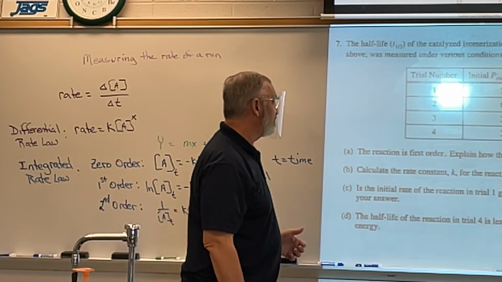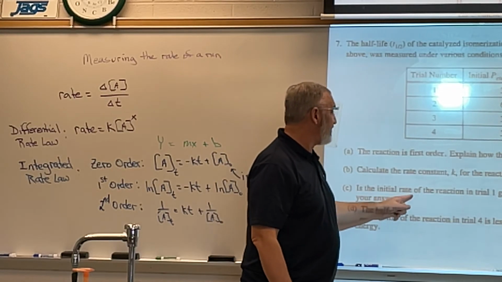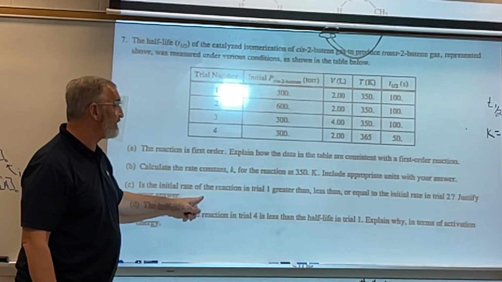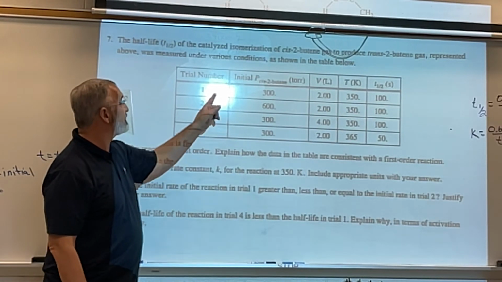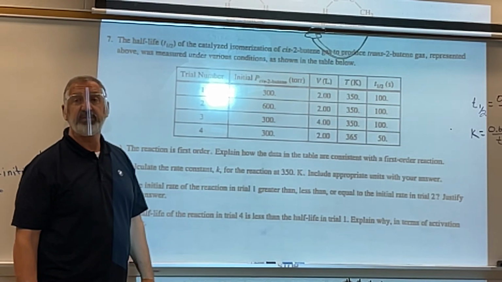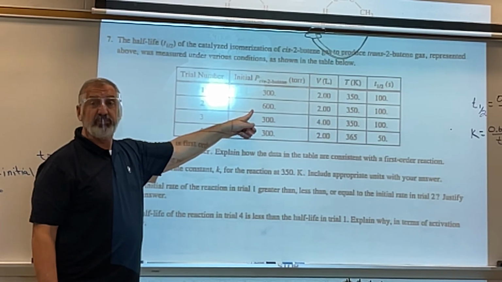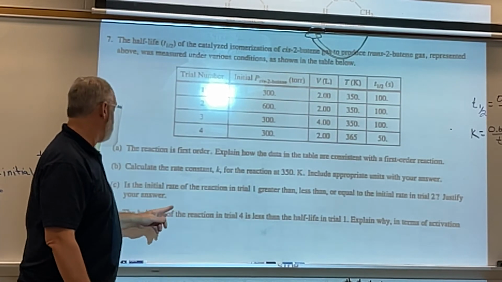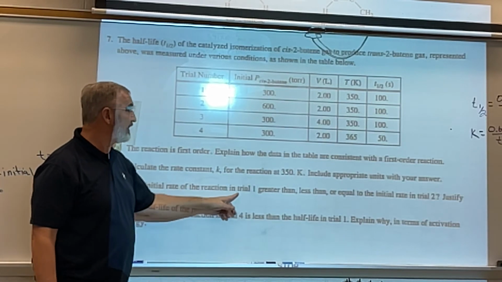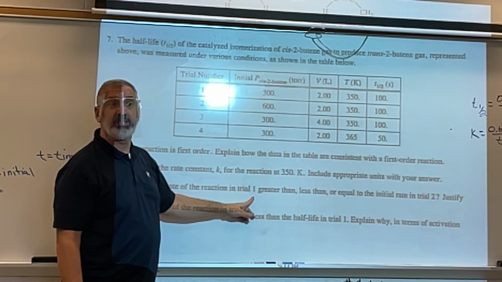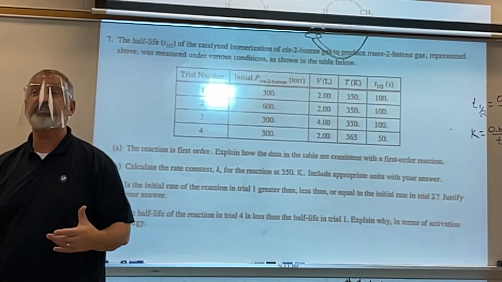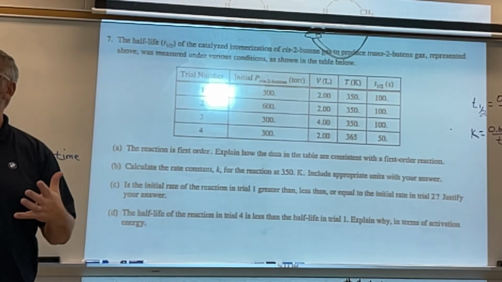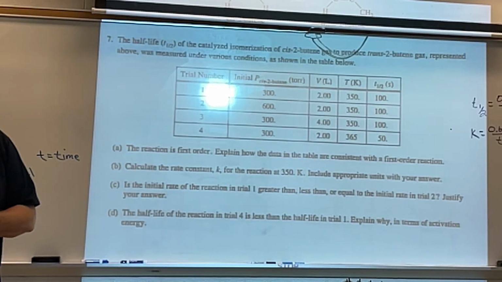Now, let's just finish this up and call it a day. Is the initial rate of the reaction in trial 1 greater than, less than, or equal to the initial rate in trial 2? Well, what's the only thing different between trial 1 and trial 2? It's double, right? What do you think that does to the rate of the reaction? Increases it. So the initial rate of reaction 1 is going to be less than that of 2, because the greater concentration, the greater pressure means the molecules will be colliding more frequently, increasing the rate of the reaction.